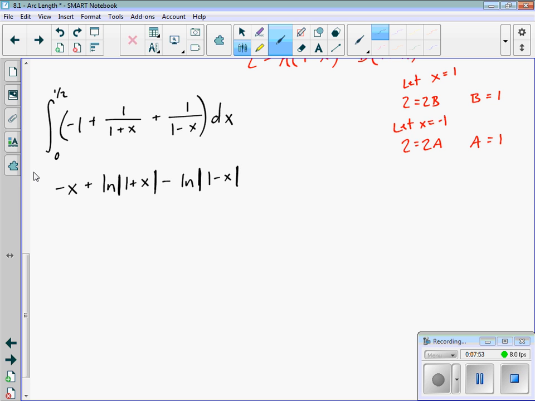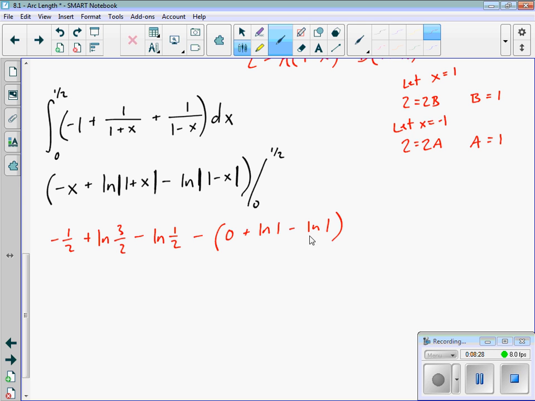Okay, then we still have to plug in from 0 to a half. So if I plug in a half, I get negative a half plus the natural log of 3 halves, I suppose it'd probably be written, but 1.5 is fine. And then minus the natural log of a half. That look right? And then I'm going to subtract, and I'm going to plug in 0. So we get 0 plus natural log of 1 minus natural log of 1. So what happens to all this stuff? 0. So then this here, you just might have to clean it up so it looks like the answer in the back.